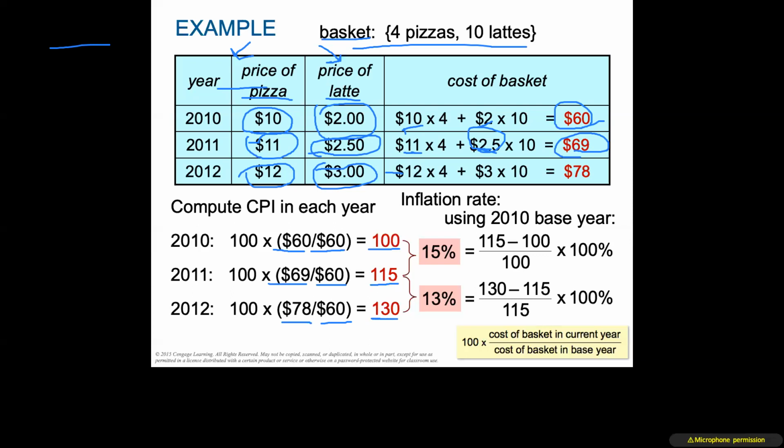How do we calculate the inflation rate? Well, you calculate the inflation rate by taking the base year and you're going to take the current year. So for instance, if you want to know the inflation rate between 2010 and 2011, then you're going to take 2011 CPI minus 2010 CPI divided by 2010 CPI. Current minus past over past. Multiply by 100 and you get 15.